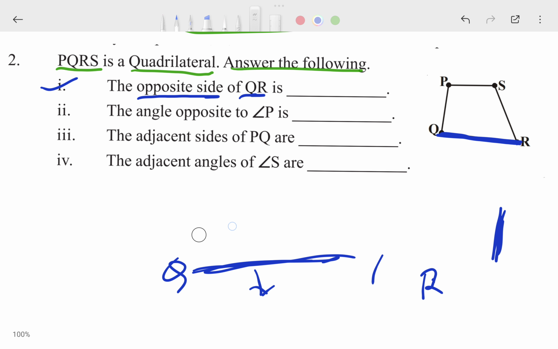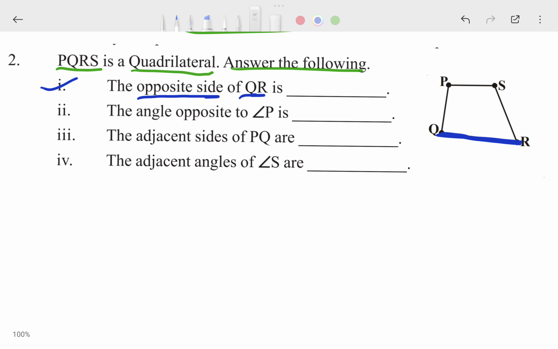So in this figure, simply that thing is happening here. This is our Q and R, and it has an opposite side. I will erase this one. Here it is asking what is the opposite. What is the opposite of Q and R? This is Q and R. Just in the front of Q and R, what is there? P and S are there. So this is the only opposite. So QR is the opposite of PS.